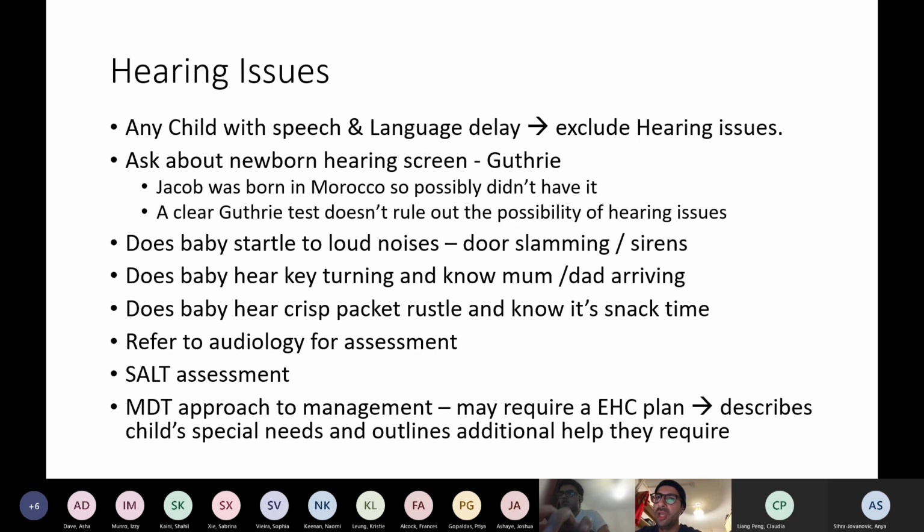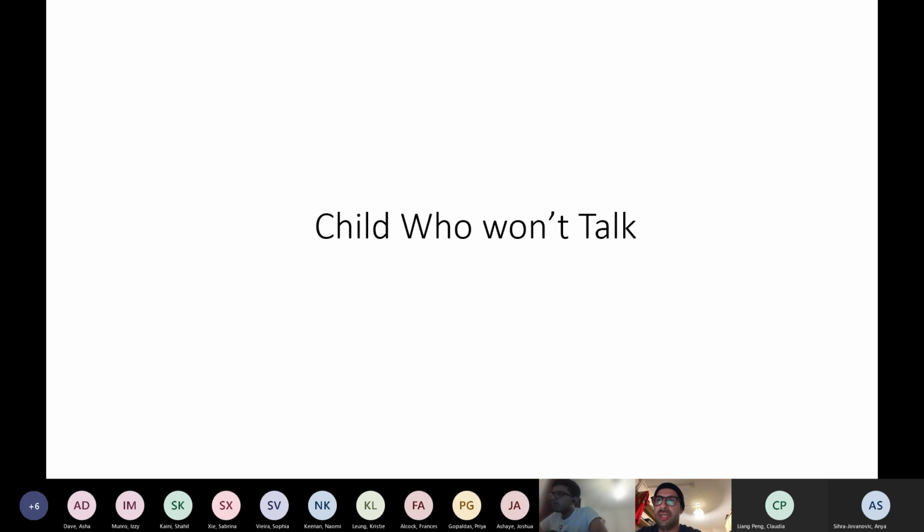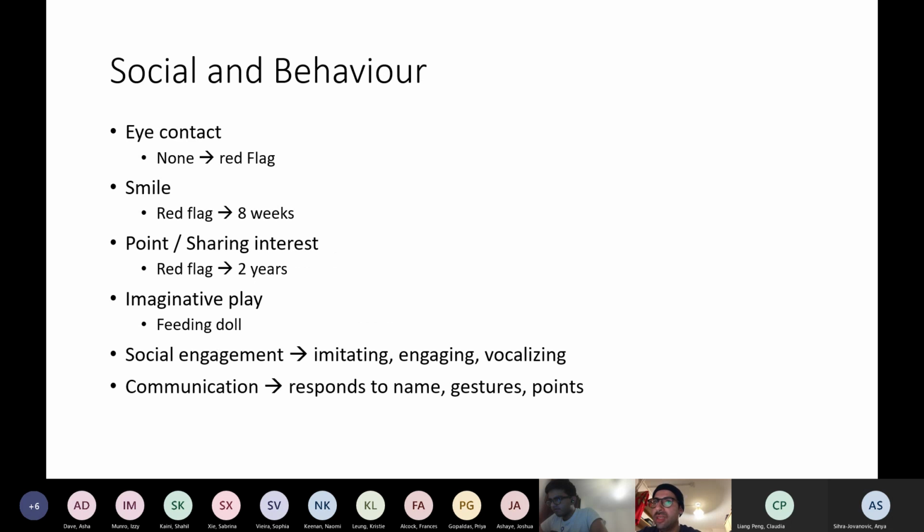I think this is quite obvious in terms of the presenting history, but this sort of thing we need to look out for. I'll go back to it. This is a 7-month-old baby. They're not making any sounds. Even though at 12 months it's normal for them to not make many sounds, they should be responding to voice by 6 weeks.